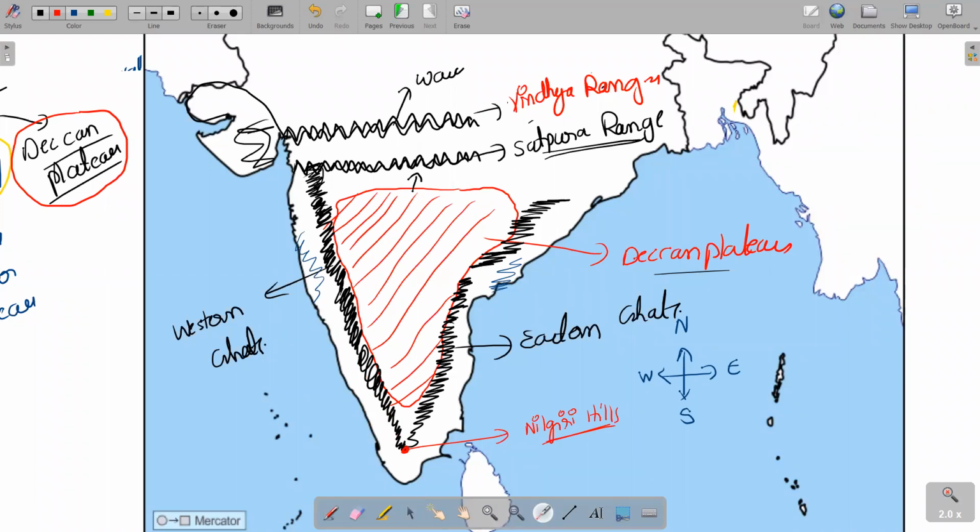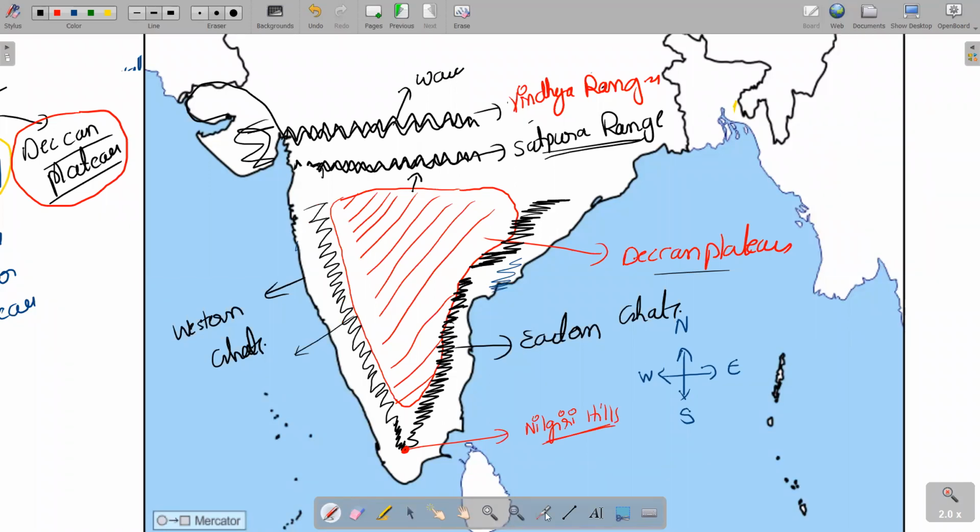Simply point out the entire western side of the Western Ghats, just like the way I'm doing right now. If the question is asked in the exam, where is the Western Ghats, try to point out like this, and there you have to write down the Western Ghats. Eastern Ghats, likewise.